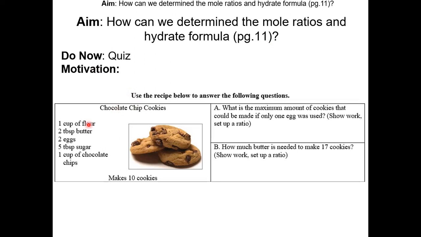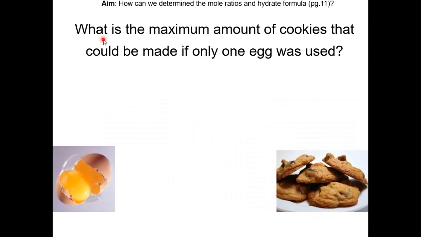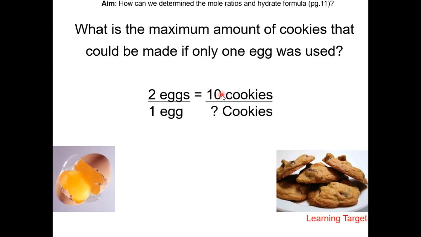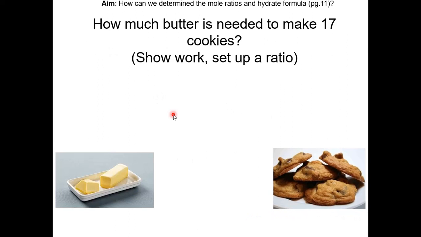Motivation. Using this recipe of a chocolate chip cookie, answer these two questions. In the first question, what is the maximum amount of cookies that could be made if only one egg is used? So you have to use a ratio based off the recipe. So 2 eggs can make 10 cookies. So 1 egg can make 5 cookies.